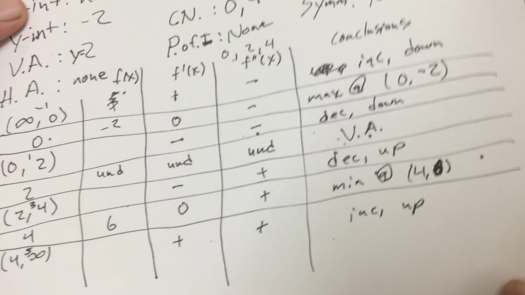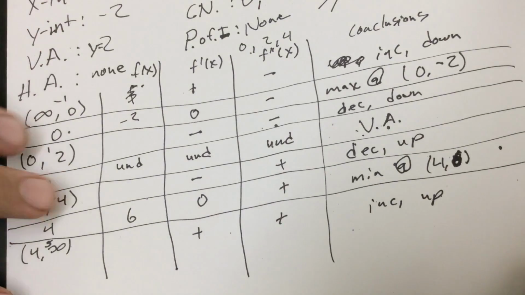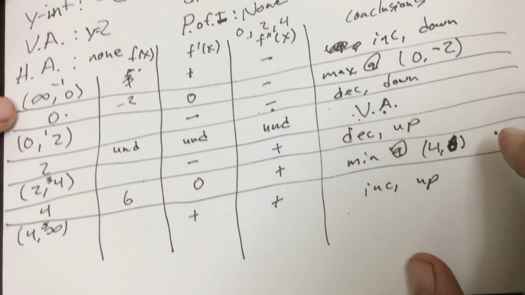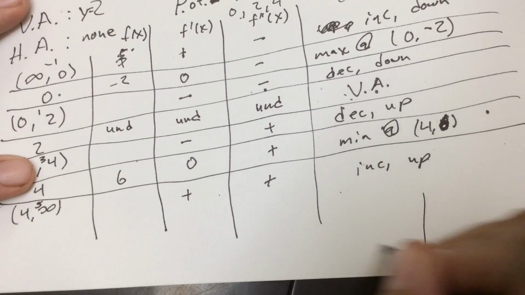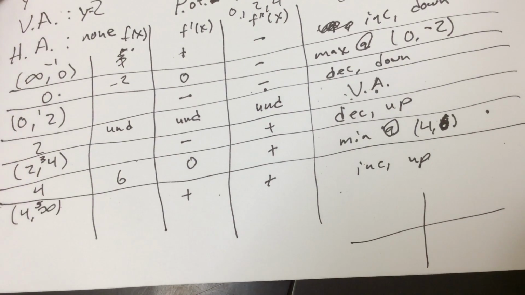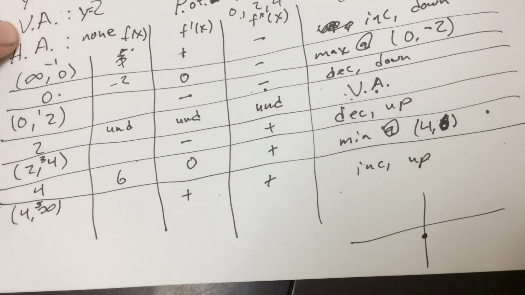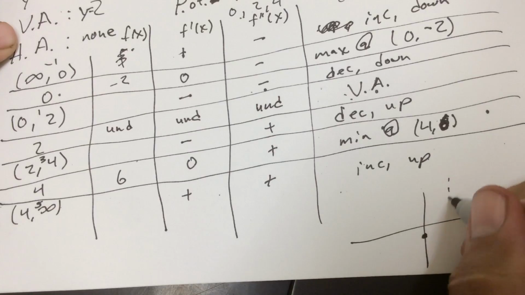Normally I like to write it this way just because it gives me more room. I can write it out. It's a little easier to work with. Now, if we do our graph, we have no x-intercepts. We have a y-intercept here at -2. We have a vertical asymptote at 2.